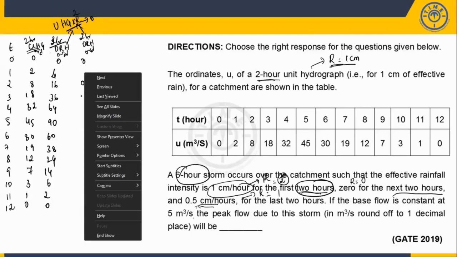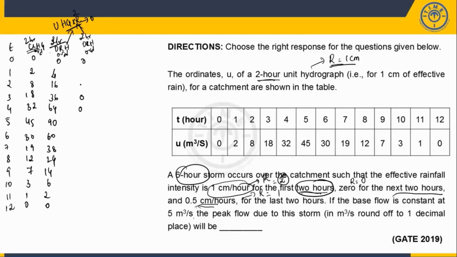0, 0, 0, 0, 0, 0, 0, 0. Why all zeros? Because of 0 runoff. Next, the direct runoff ordinates with runoff how much?